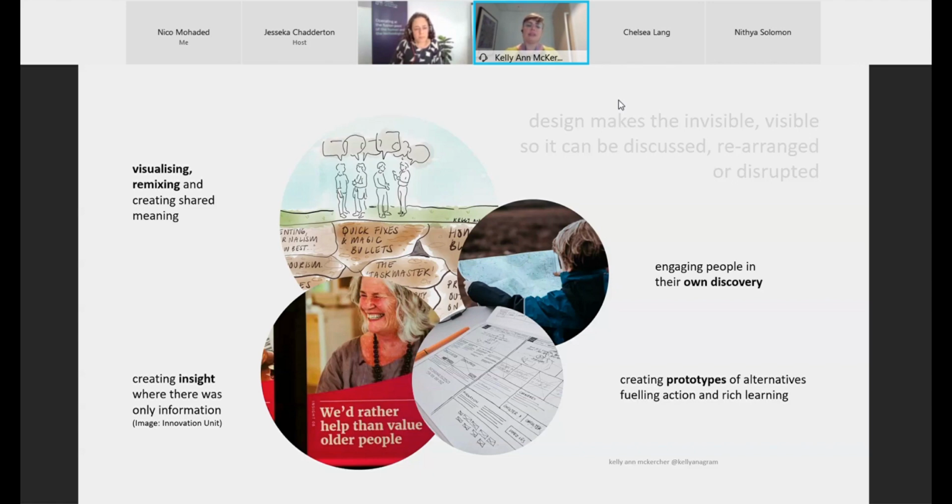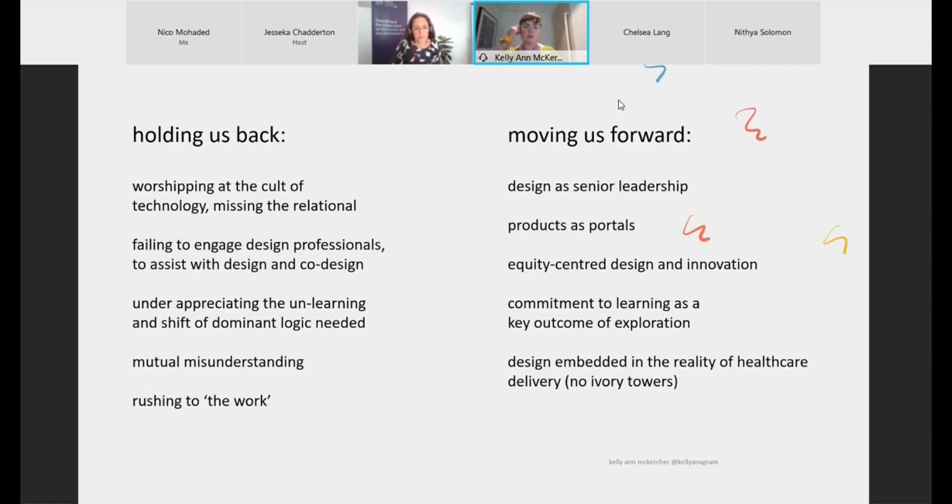And if we move on to the next slide, something I was really asking in this conversation with a whole bunch of people, and it's not just designers, but also people who are design enthusiasts, who are senior executives leading design, who are clinicians, was the question of what is holding us back and what is moving us forward in terms of really embracing the potential of design, particularly, I would suggest, more participatory forms of designing, service design, systems design. What is holding us back is worshipping at the cult of technology.